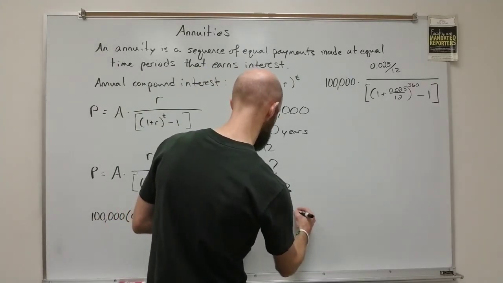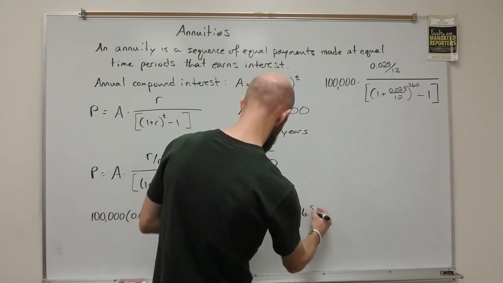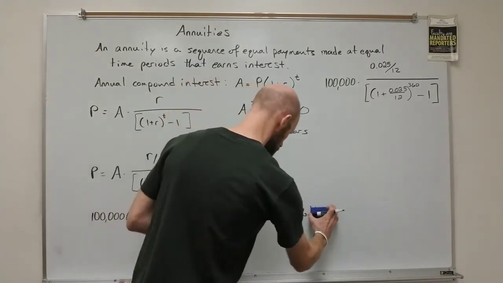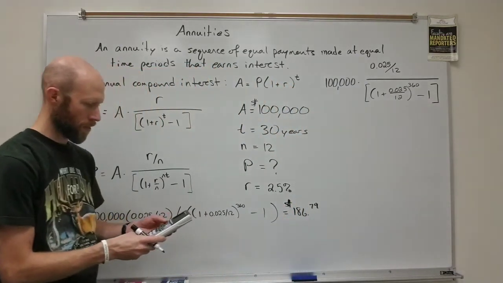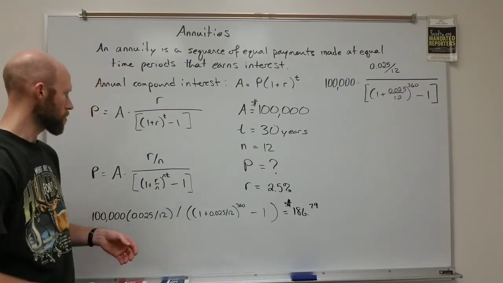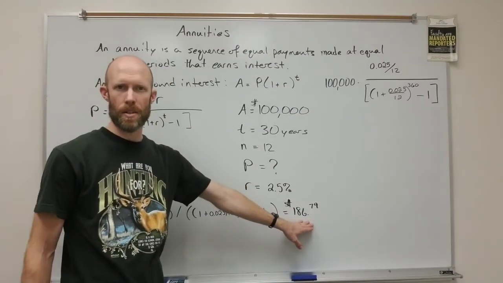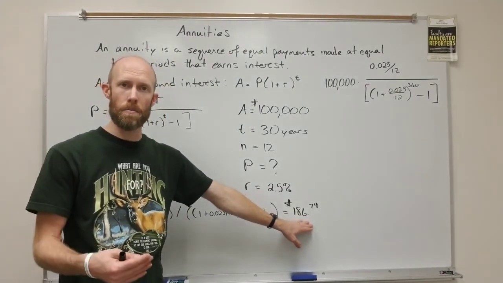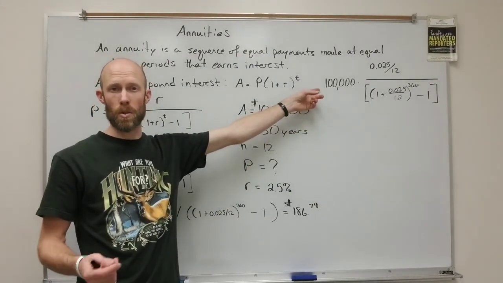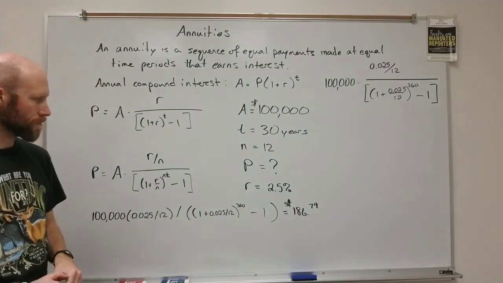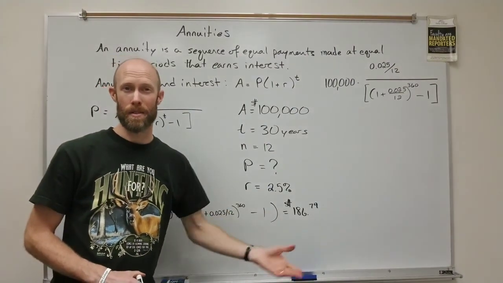And that tells me I need to deposit $186.79 every month. Okay, so at a 2.5% interest rate for 30 years, if you deposited $186.79 every month over a 30-year period, you would accrue $100,000, including the interest. Okay, so that's kind of neat. Yeah, that's a decent amount, but it's somewhat reasonable.